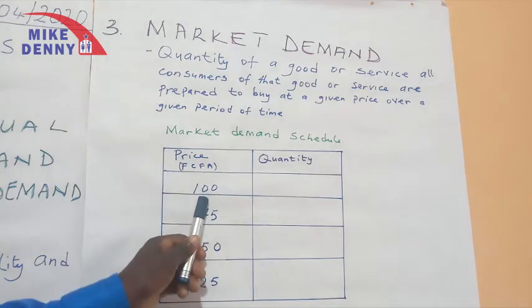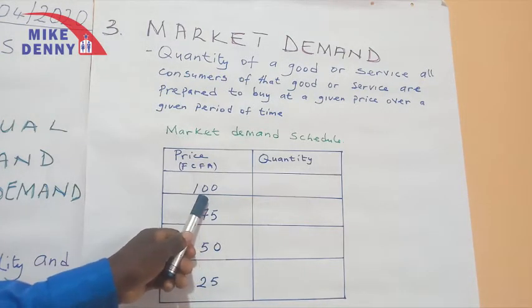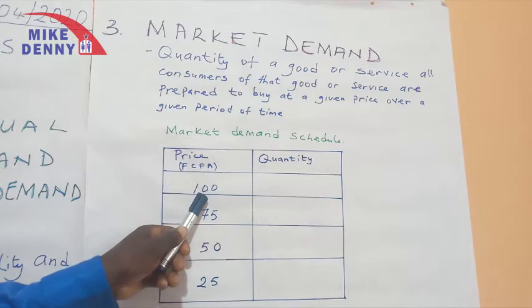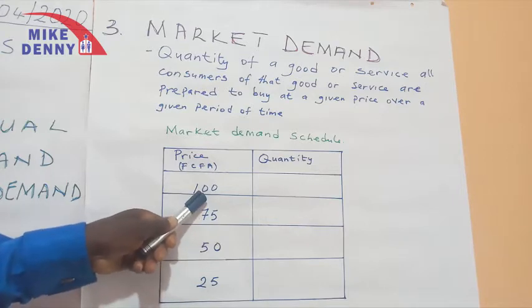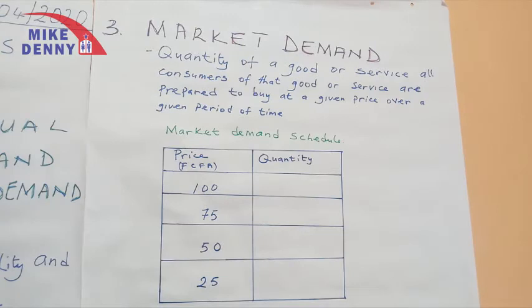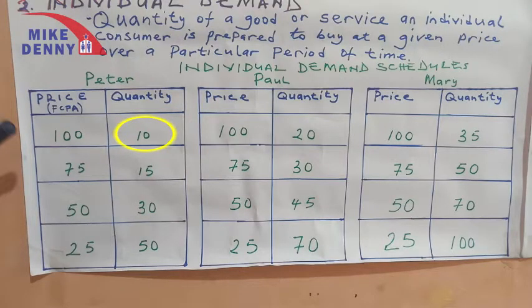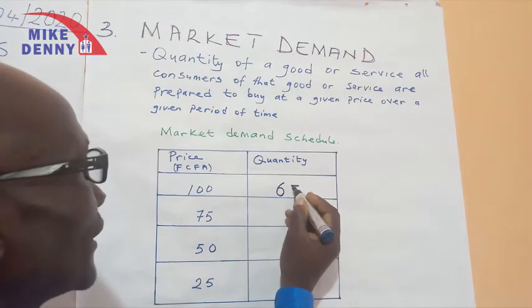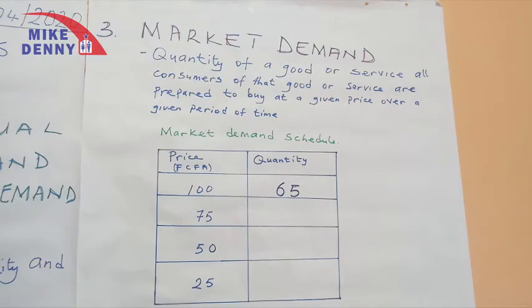So for 100, Peter was ready to buy 10. You add it to the quantity that Paul was prepared to buy at the price 100, which was 20. And finally, you will add the quantity that Mary was ready to buy at that price, and you will get the total quantity that the market is ready to buy at the price 100. So you add 10 to 20, you have 30, plus 35, you will have 65. So the market demand at 100 is 65.